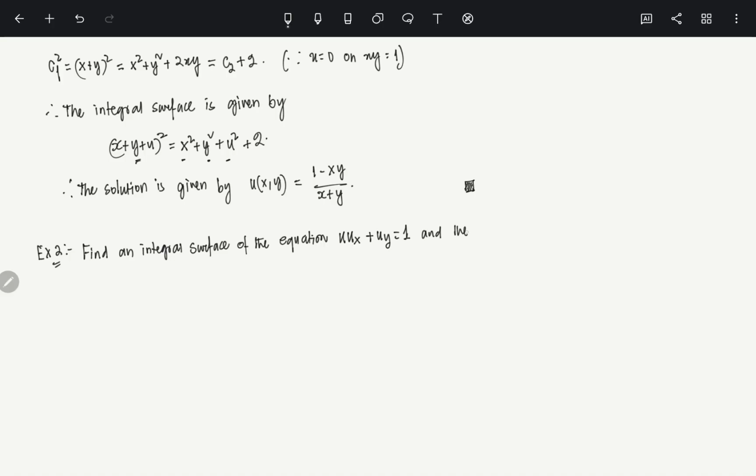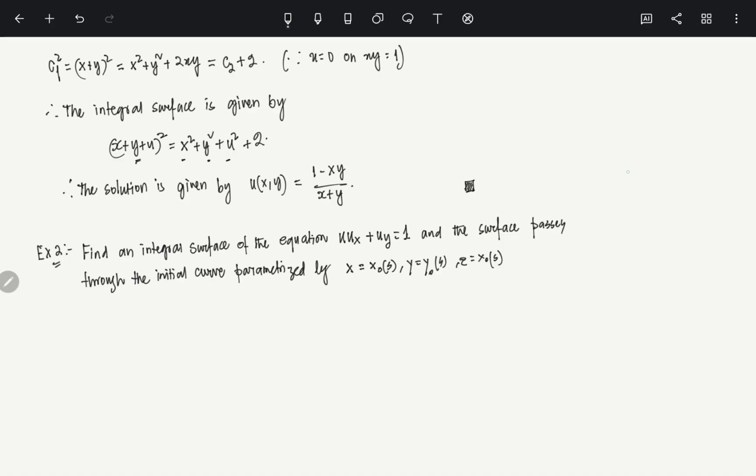Now, this is the equation which the surface satisfies, and it is also given that the surface passes through the initial curve which is parametrized by x equals x naught of s, y equals y naught of s, and z equals z naught of s.